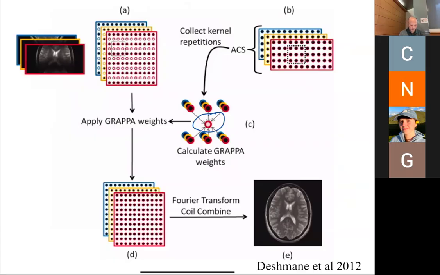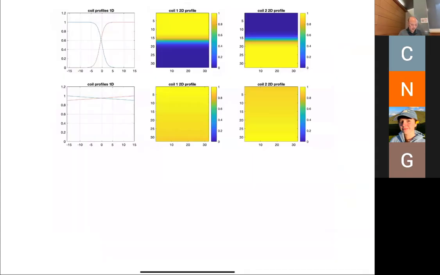Okay. So the idea is I undersample here. I use GRAPPA to estimate the missing samples. And then I recreate the Fourier transform I want from every coil. Then I do the sum of squares recon and I get my estimate back, right?